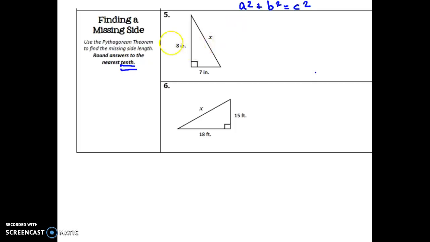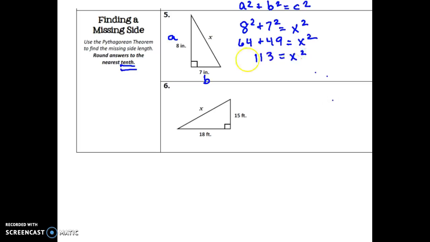So we've got our a and our b. It doesn't really matter which is which, as long as they're adjacent to the right angle. So we've got 8 squared plus 7 squared is equal to c squared, or x squared in this case because the c is x. So we've got 64 and 49. We add them together, and we get 113 is equal to x squared.